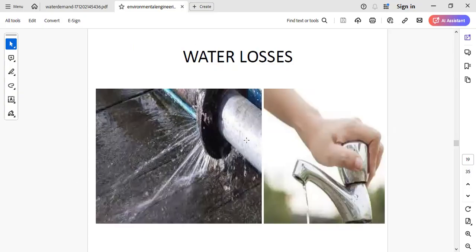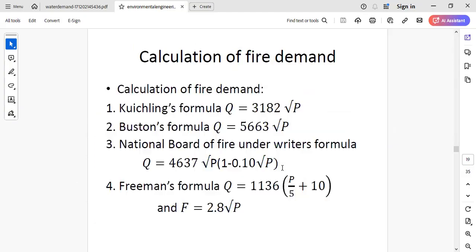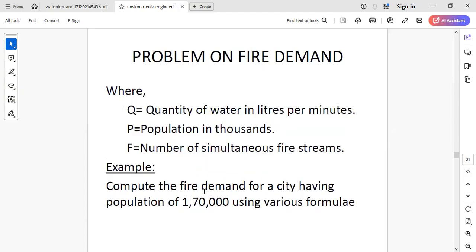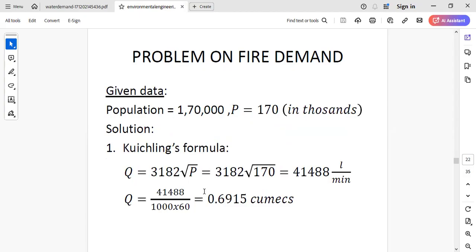Here you can see in this picture water losses due to faulty workmanship or leakage, with people not closing the pipe properly. And this is the formula to find the fire demand. And here is one more: we will work out examples by using this formula.